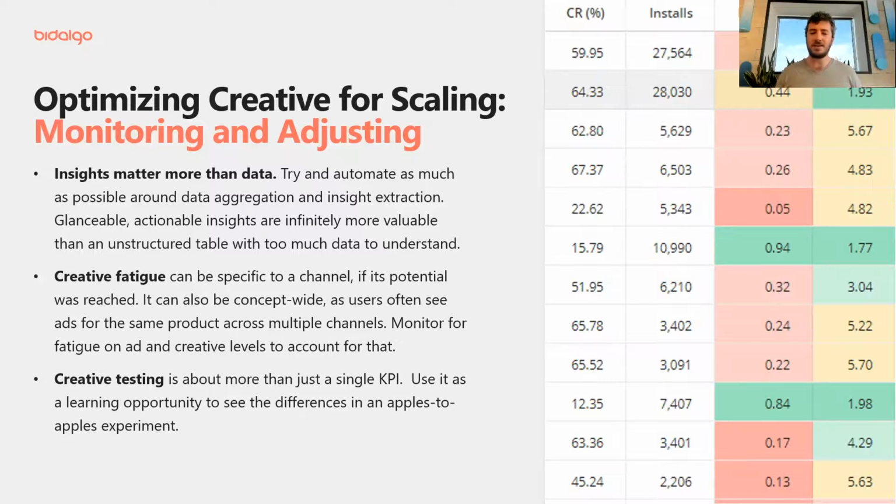Next, I'm talking about creative testing, and this is something you should really be thinking about around iOS 14 and how you're going to optimize and structure creative testing. But you want to use it as more than just a single KPI. All too often we see people just focusing on IPMs or CTR or a certain amount of installs or cost per install, something like that. But this is really an excellent learning opportunity to look beyond that.